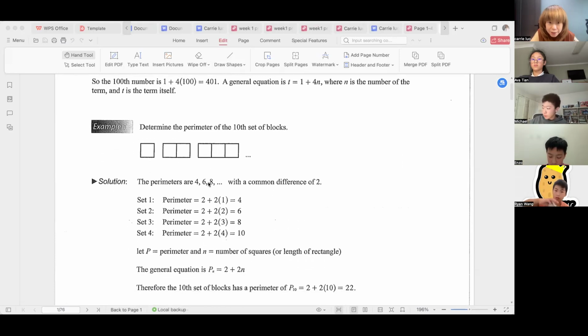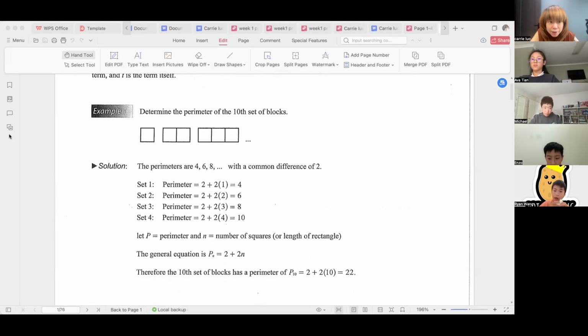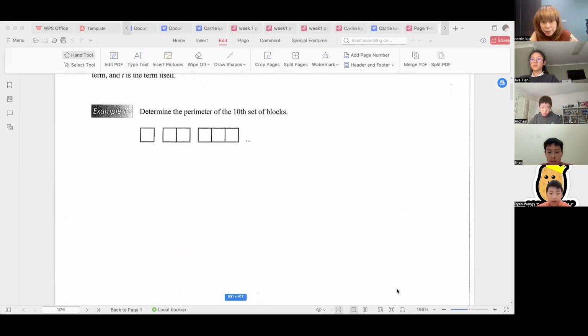Let's take a look at this one. Determine the perimeter of the 10th set of the block. I think nobody really wants to draw the picture of the 10th block. Right, Ava? Would you be willing to write it? It's too much, correct? Let's take a look at this one. So how do we do it? What is the perimeter of the first one? Enzo?